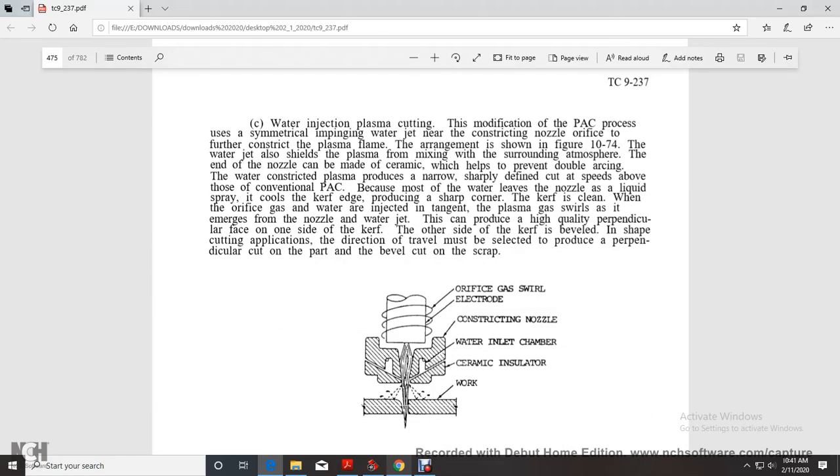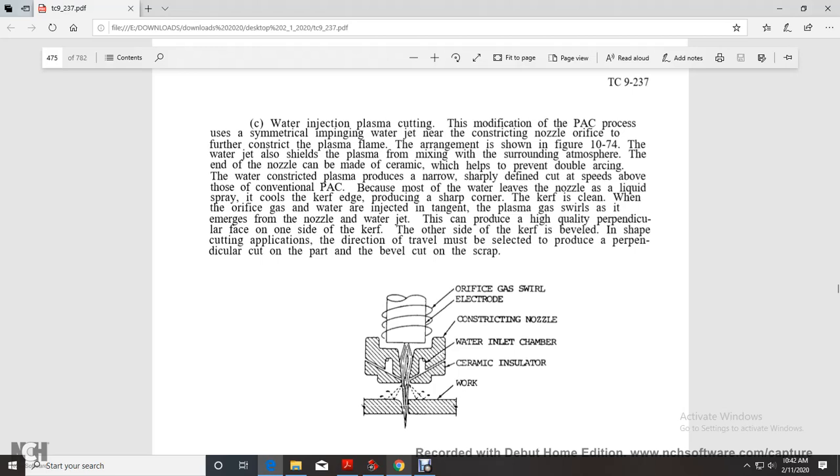Water injection plasma cutting is a modification of the plasma arc cutting process in which a water jet symmetrically impinges near the constricting nozzle, or further constricts the plasma flame, in the arrangement shown in figure 1074. The water jet shields the plasma from mixing with the surrounding atmosphere. The end of the nozzle is made of ceramic to help prevent double arcing. The water-constricted plasma produces a narrow, sharply defined cut at speeds above those of conventional plasma arc cutting. Because most of the water leaves the nozzle as a liquid and spray cools the cut edge, it produces a sharp corner and the cut is clean.